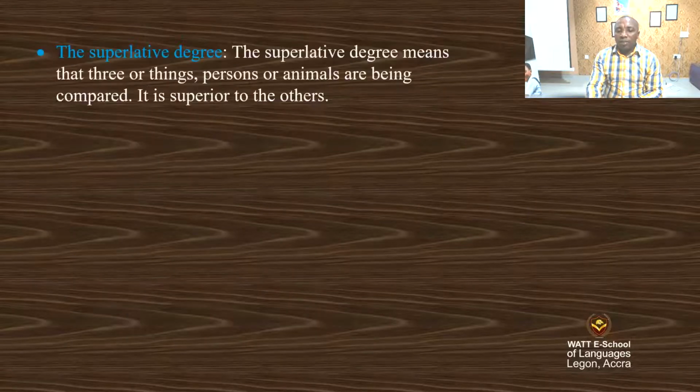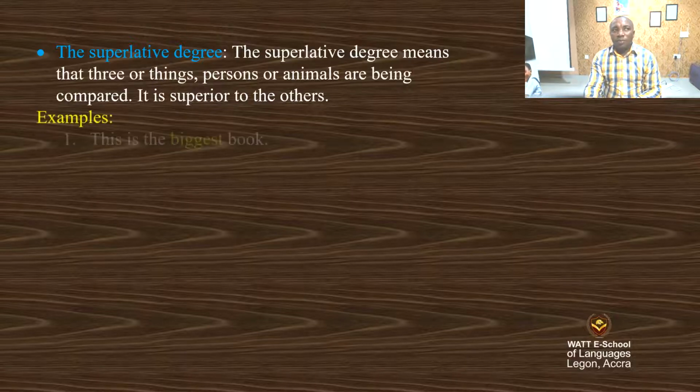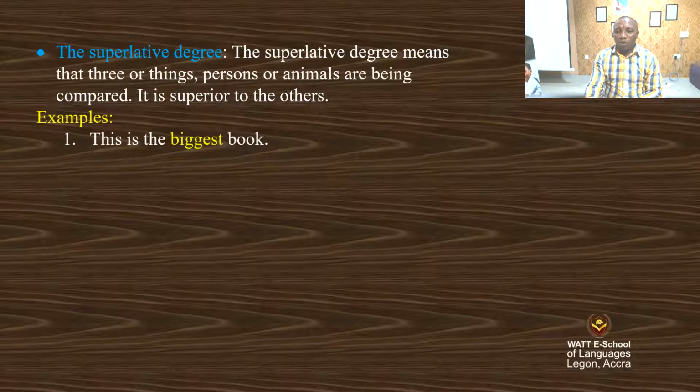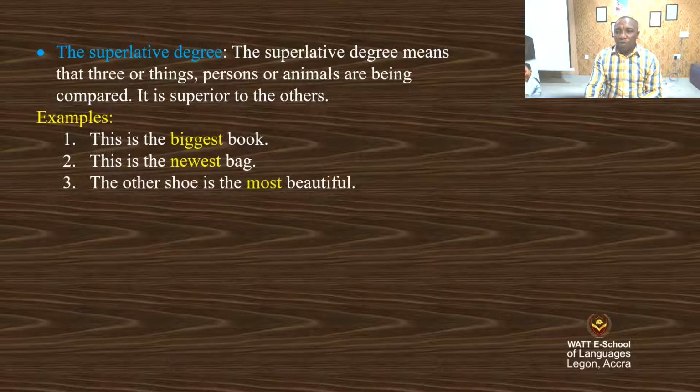Let's go to the superlative degree. The superlative degree means that 3 things or persons, animals, are being compared. It is superior to the others. That's the superlative. Examples: this is the biggest book. This is the newest bag. The other shoe is the most beautiful.